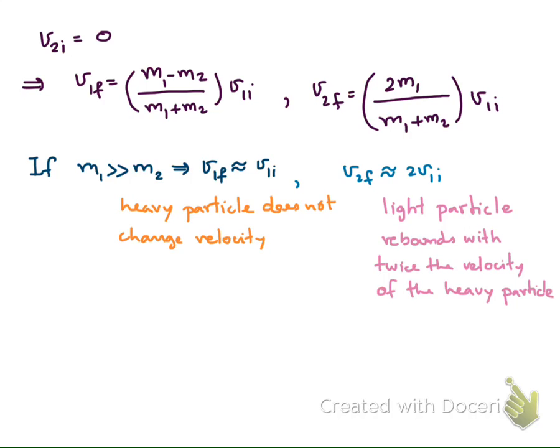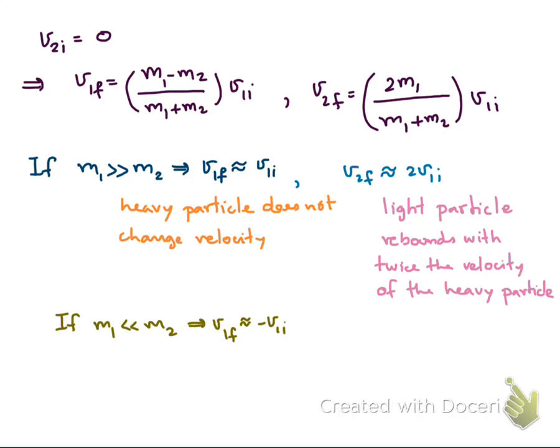Next, if the particle that moves and collides with the other particle is much lighter, that is M1 is much less than M2, using the same concept, we will have that V1F is approximately equal to minus V1I.